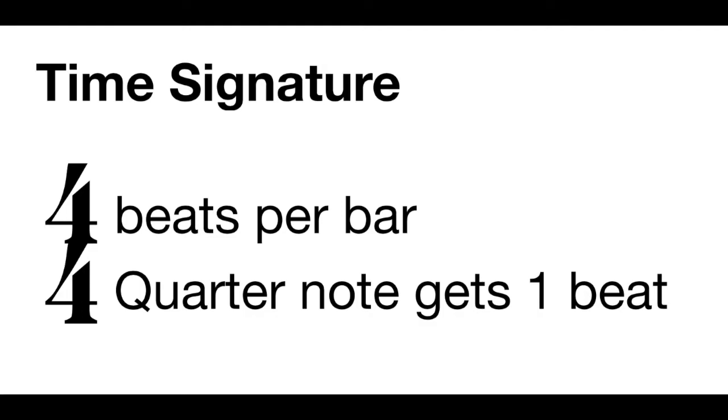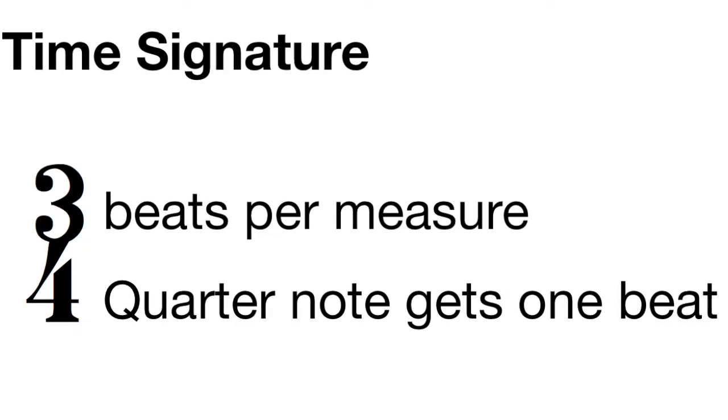There won't always be four beats in every measure, though. Some songs, such as waltzes, have three beats in every measure, and therefore these are said to be in 3-4 time, like this. One, two, three, one, two, three, one, two, three, one, two, three.